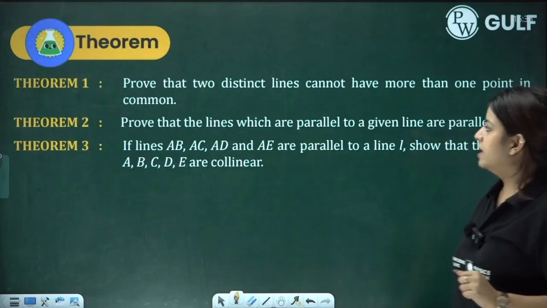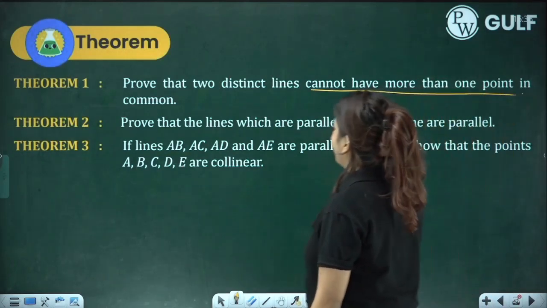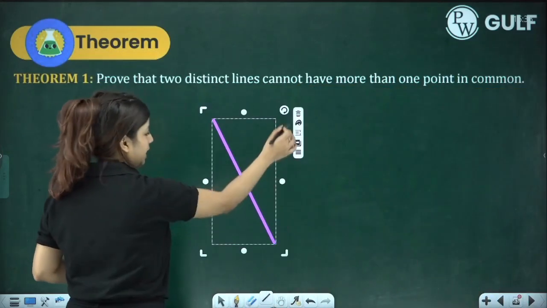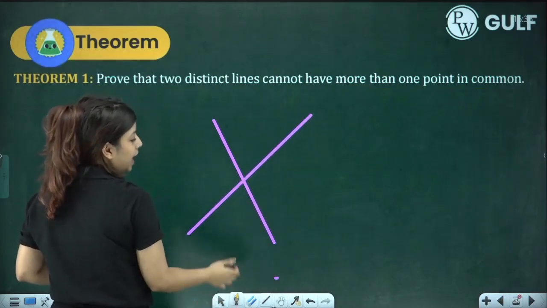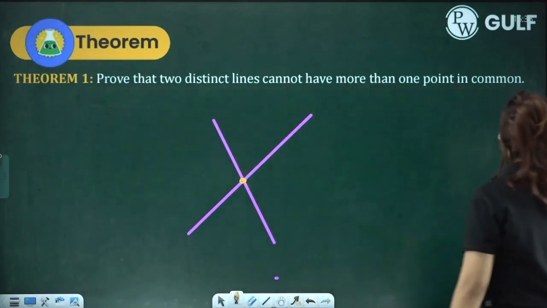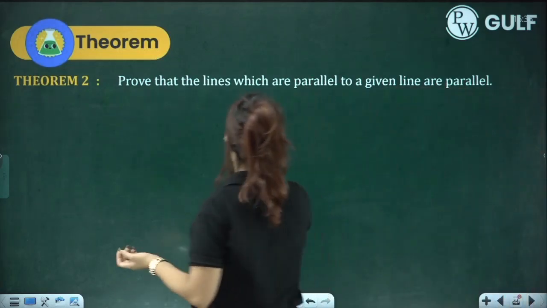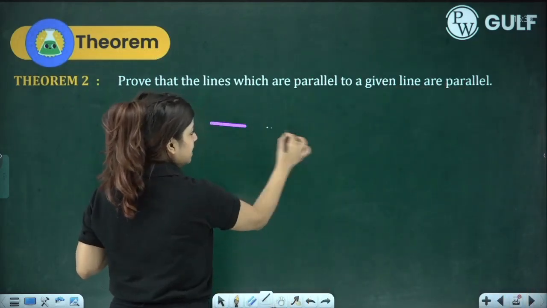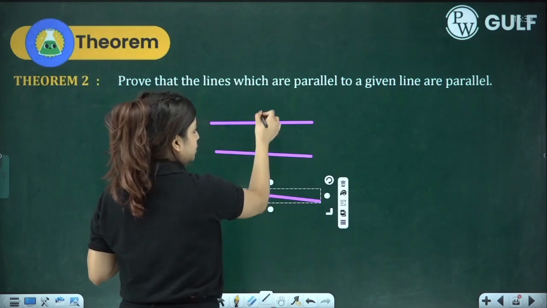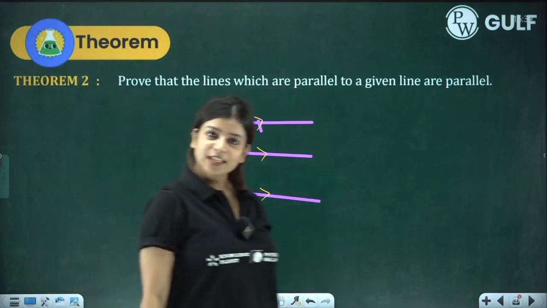The next thing that we have is theorem. The first theorem states that 2 distinct lines cannot have more than 1 point in common. Of course, if we have 2 different lines, like for example line 1 and line 2, these 2 lines cannot have more than 1 point in common. It is not possible. The next thing that we have is that lines which are parallel to a given line are parallel to each other. For example, if this line is parallel to this line, and if one more line like this is parallel to one, then all 3 of them, students, will be parallel to each other.